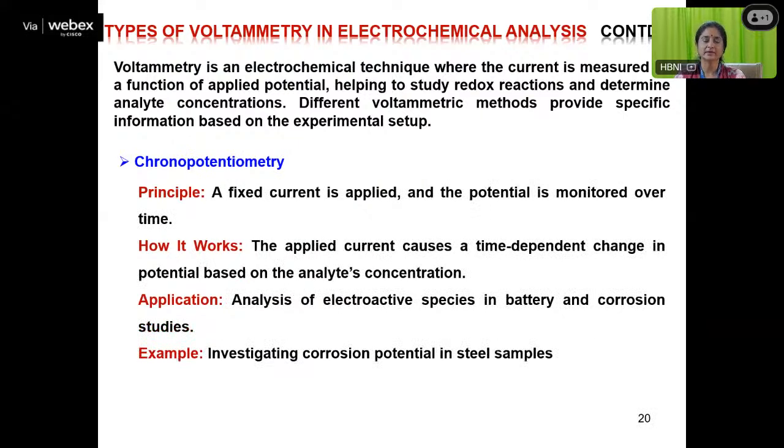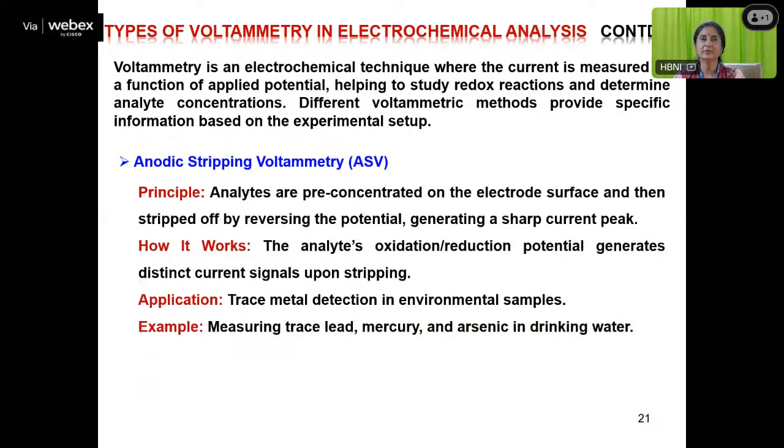Now, chronopotentiometry. Again, here a fixed current is applied and the potential is monitored over time. So the applied current causes a time-dependent change in potential based on the analyte's concentration. So the analysis of electroactive species in battery and corrosion studies, investigating corrosion potential in steel samples, all those are the applications. Anodic stripping voltammetry.